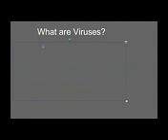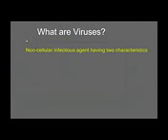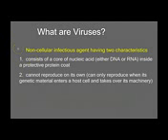Viruses are non-cellular infectious agents having two characteristics. They consist of a core of nucleic acid, either DNA or RNA, inside of a protective protein coat. Viruses cannot reproduce on their own. They can only reproduce when they infect a host cell.